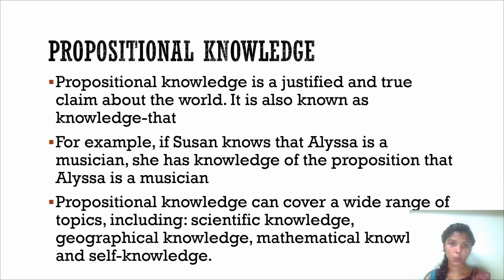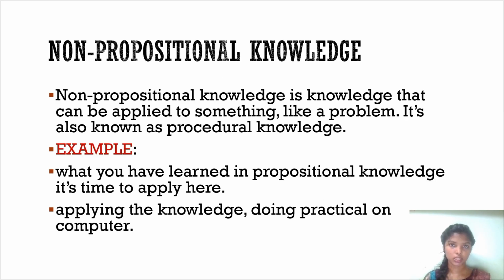Next one is propositional knowledge. Propositional knowledge is a justified and true claim about the world. It is also known as declarative knowledge. For example, if Susan now knows that Aliza is a musician, she has knowledge of the proposition that Aliza is a musician.